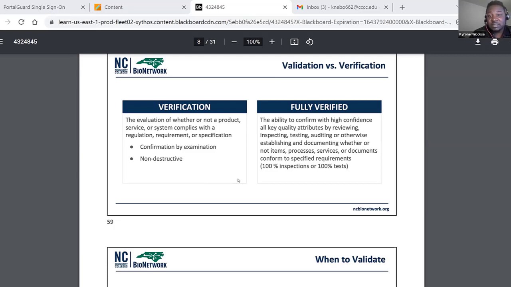100% inspections or 100% tests. So that's the definition of fully verified. So again, if something does not have a direct quality attribute or direct product impact, maybe it could just go through a verification step, whereas something that has direct product impact or quality impact needs to be validated. So when you start going into the validation world, you might start saying, "Oh, what needs to be validated versus what needs to be just verification." So this gives you a high level overview of the definition of this terminology.